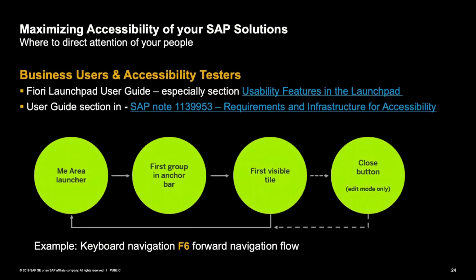The other thing, and this is probably the most important thing of all, is make sure your business users, and of course your accessibility testers, are actually aware of this stuff and how it works and where they find information on things like keyboard navigation, what the prerequisites are for screen readers, etc. So again, I've given some references here to the user guide and to the note that we have in PDF and Word. So you can hopefully just give it to them and they can read all about it.